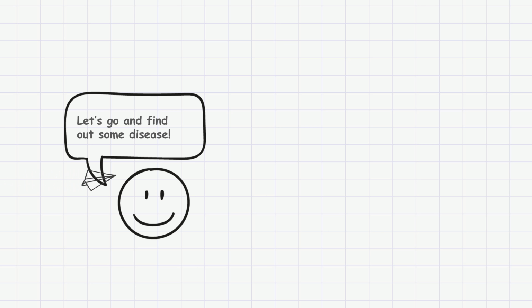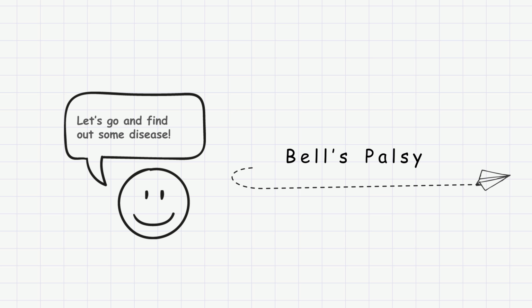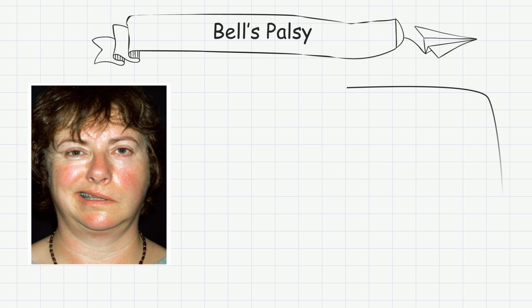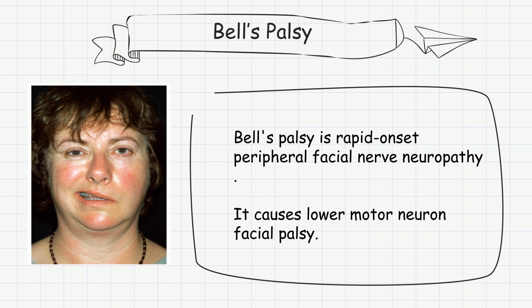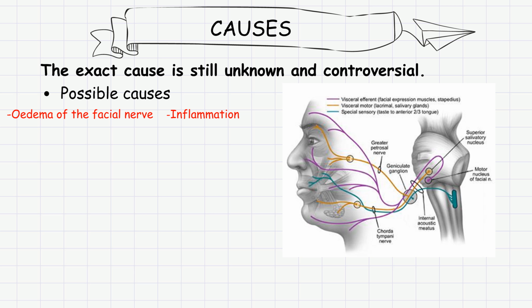Let's find out some common nervous diseases as examples to see how different neurons are involved in them. The first disease is Bell's palsy. Bell's palsy is a rapid-onset peripheral facial nerve neuropathy. It can cause lower motor neuron facial palsy. The exact cause of Bell's palsy is still unknown.